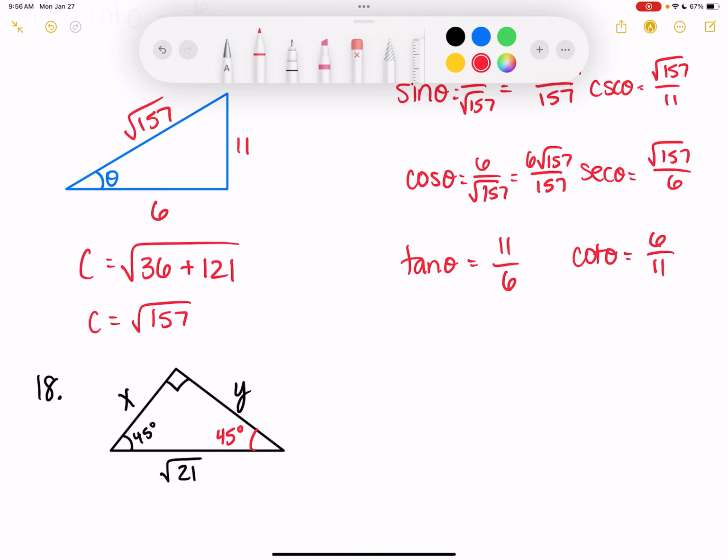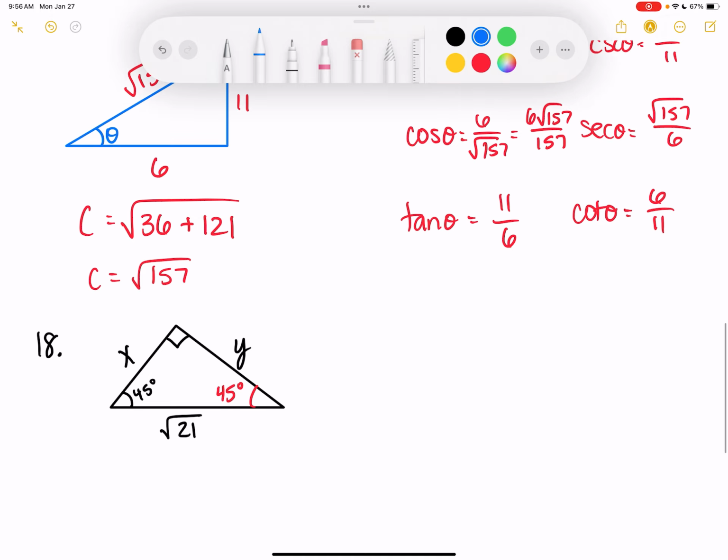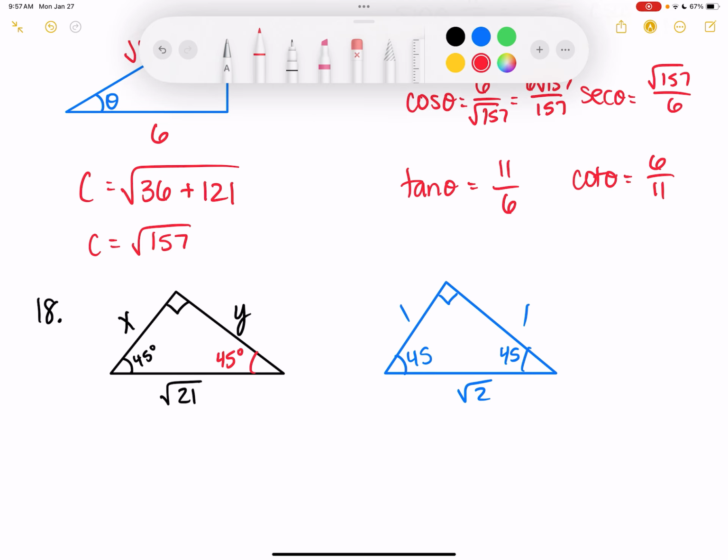So in general, our 45, 45, 90, even though I don't like drawing it this way, I'm going to draw it like this to match. X equals y. Normally, a 45, 45, 90 is 1, 1, root 2. That's what I remember. So I need to associate things in one triangle with things in another. Similar triangles, pretty much, yes.